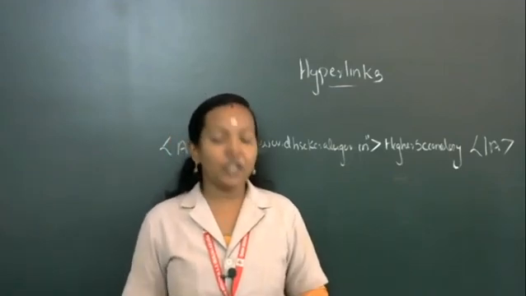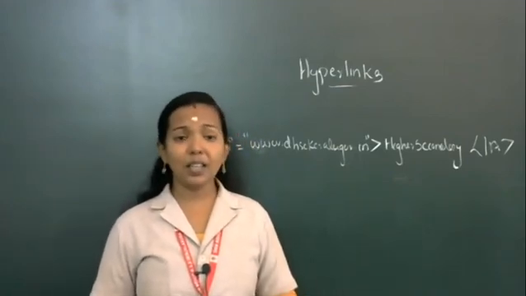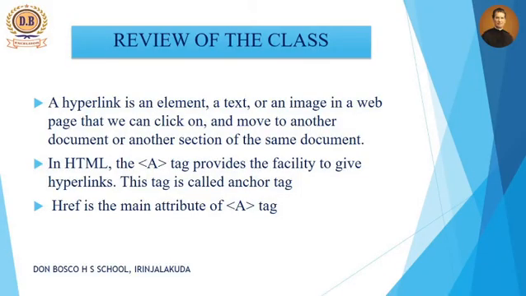Once more we will revise the portion that we learned from this video. What is that? A hyperlink is an element, a text or an image in a web page, that you click on and it moves to another web page or another document, or it may be a picture. Then in HTML, which tag are we using for creating a hyperlink? The a tag. The a tag is also known as the anchor tag.